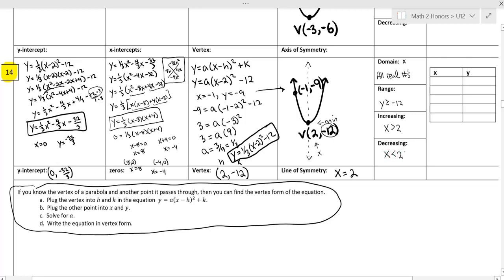And then we want to put 5 points we go through. Well, they gave us, I'm not going to put these in order, but they gave us -1, 9. And they gave us the vertex at 2, -12. We found the y-intercept at 0, -32/3. We have an x-intercept at 8, 0, and another x-intercept at -4, 0. So there are 5 points that this graph goes through. Again, these are not in order, but there they are.